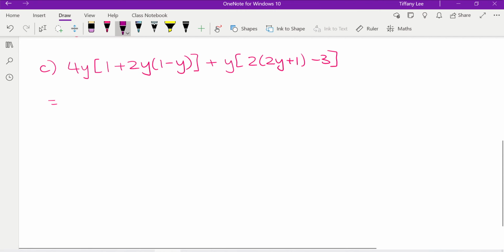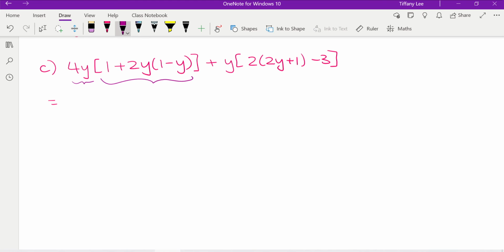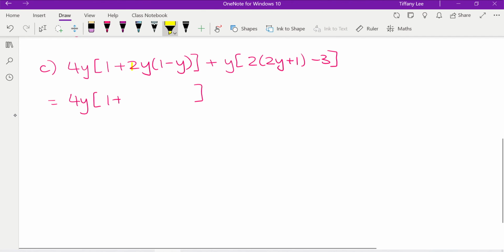I see I have 4y times all of this. I want to simplify my square brackets first. So let's just focus on that for now. I'm going to leave this 4y. And inside my square brackets, I notice I have 1 plus and then 2y times 1 minus y. So let's expand that first.